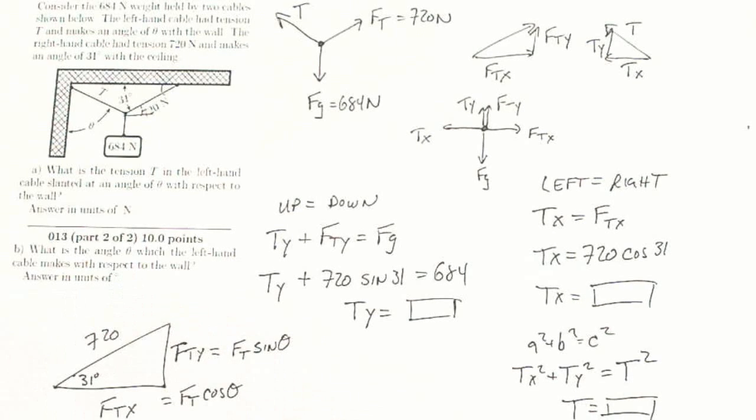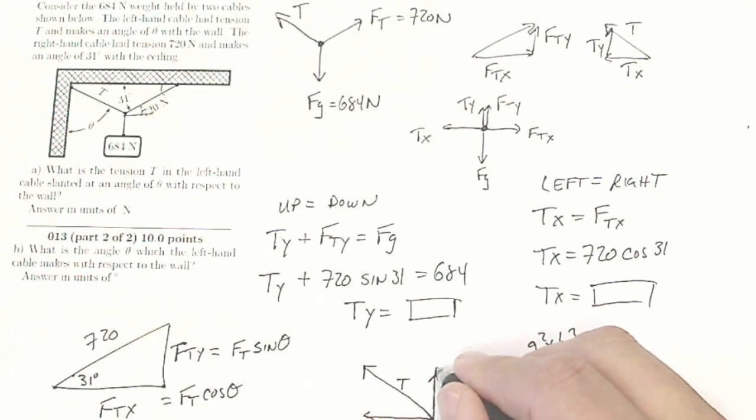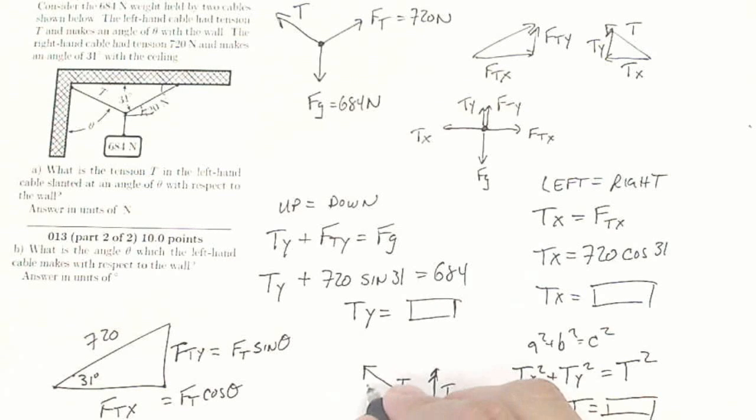Now it wants the angle theta. Well, let's see what this looks like. I've got a Tx pulling this way. I've got a Ty pulling this way. I've got a hypotenuse T that goes this way. I guess I drew that a little bit too high. And I want to know this angle here. So if this is Ty and this is the angle, I know that this is opposite that angle and this is adjacent to that angle. So be careful that you don't solve for the wrong angle.